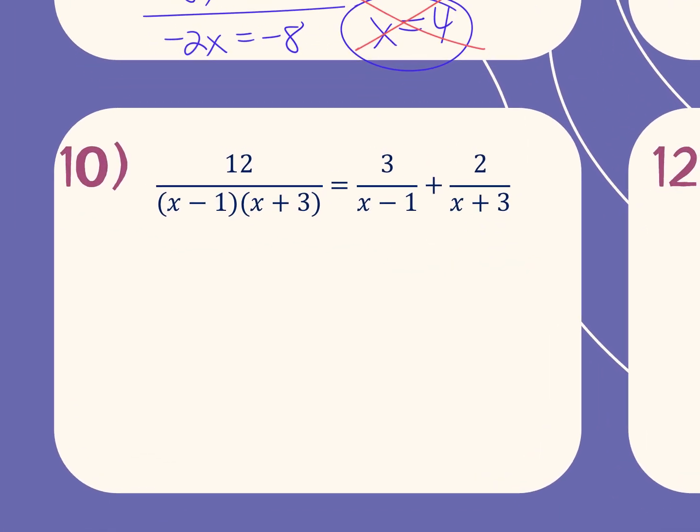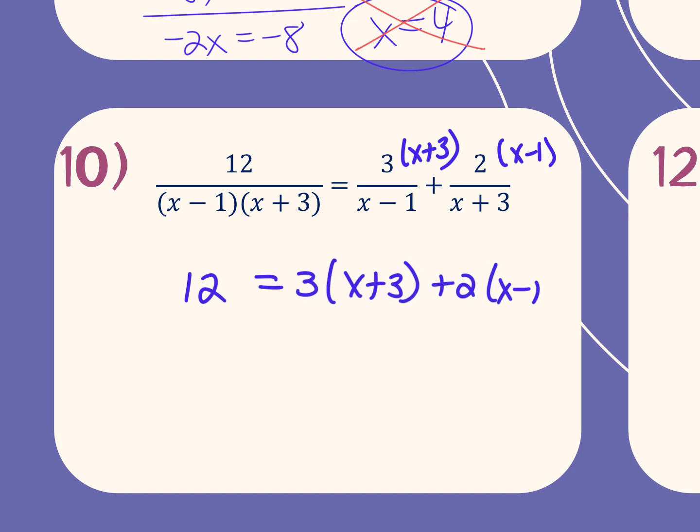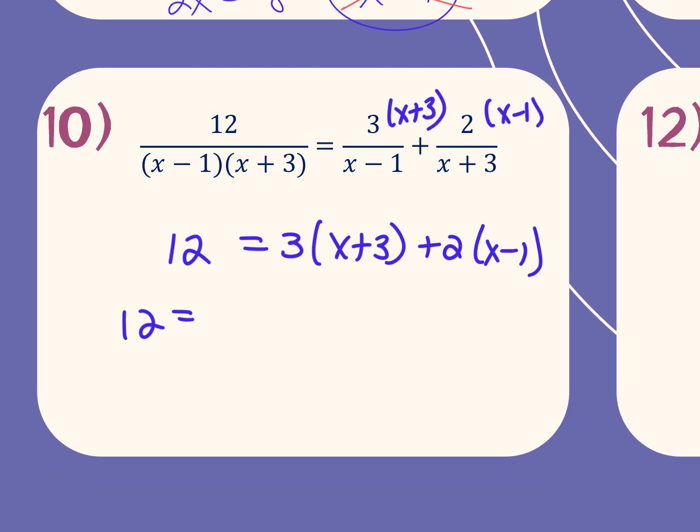How nice. They already factored it for you. What's your common denominator between x minus 1 and x plus 3? Oh, x minus 1 and x plus 3. Perfect. So do I need to do anything to 12? No, I'm just going to rewrite it. What about my 3 fraction? What does it need? x plus 3. Perfect. What does my 2 need? An x minus 1. Good job. So I have 3 times x plus 3 plus 2 times x minus 1. So let's distribute: 3x plus 9 plus 2x minus 2.